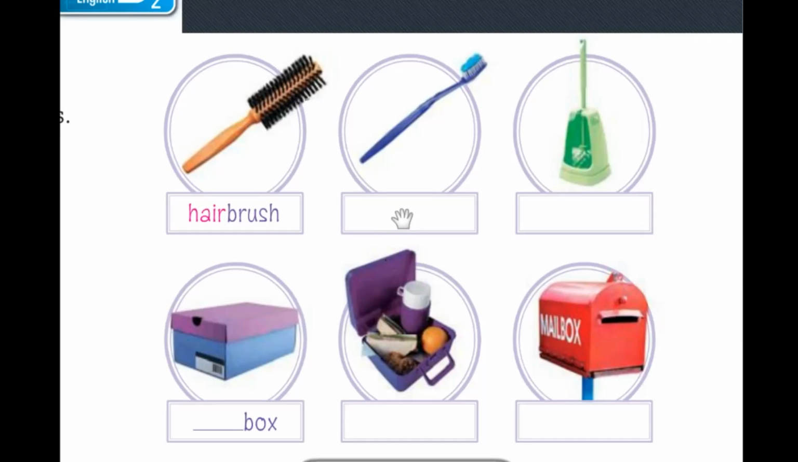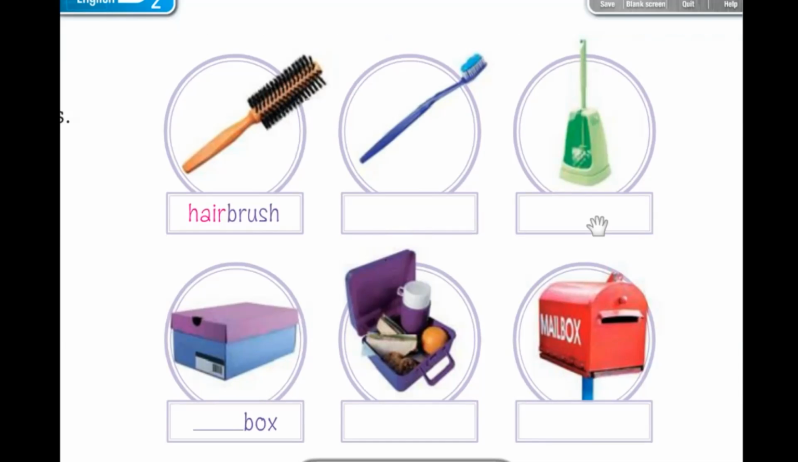So let's complete those. What do you call this object here? Toothbrush. Toothbrush. This one? You use it in the bathroom, a specific item in your bathroom. What do you call that object in the bathroom? Could it be toilet brush? I don't know. Yeah, that's the word. Toilet brush.